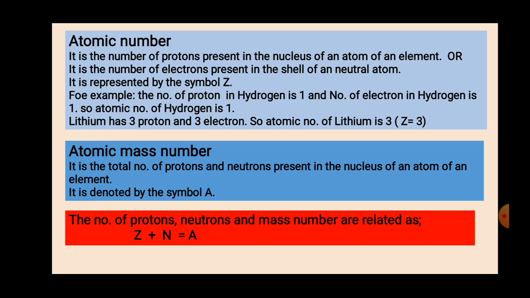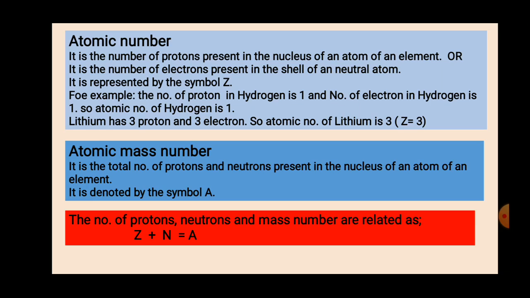So atomic number is nothing but the number of protons present in the nucleus. It is also defined as the number of electrons present in the shell of a neutral atom. Why is it also related to the number of electrons? Because since an atom is electrically neutral, the number of electrons is considered equal to it. So keep it in your mind. What is the definition of atomic number? It is nothing but the number of protons.